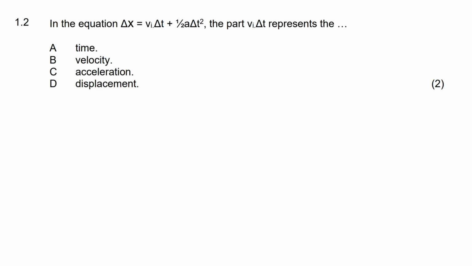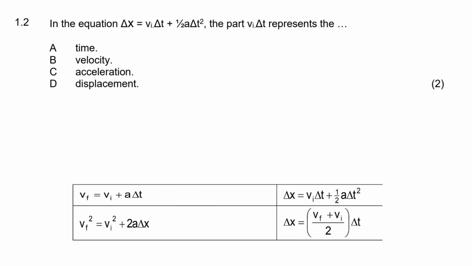In the equation delta x equals that ugly thing, the part vi delta t represents the... Okay, now let me explain. We know that in grade 10 we've learnt about 4 of these equations, right? Our equations of motion, which we get on the formula sheet, as you can see over here. So the one that they've given us is this one over here. Okay, so just to show you that it's not something random, it's on our formula sheet. It's one of the equations of motion.